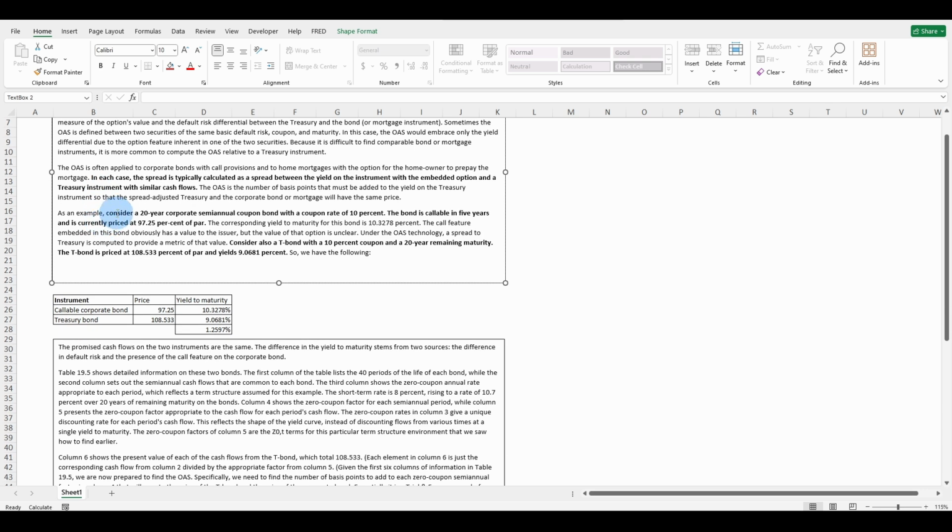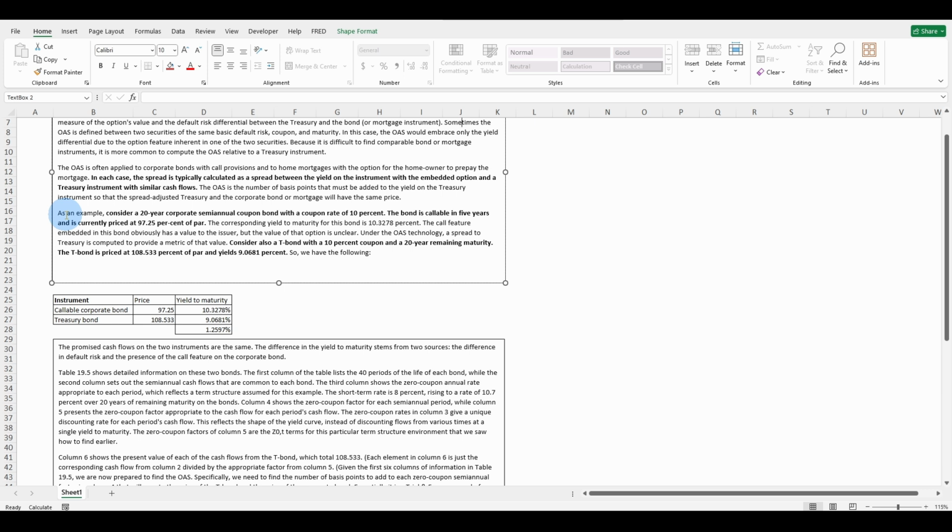The OAS is often applied to corporate bonds with call provisions and to home mortgages with the option for the homeowner to prepay the mortgage. In each case, the spread is typically calculated as a spread between the yield on the instrument with the embedded option and a Treasury instrument with similar cash flows. The OAS is a number of basis points that must be added to that yield on the Treasury instrument so that the spread adjusted Treasury and the corporate bond or mortgage will have the same price.